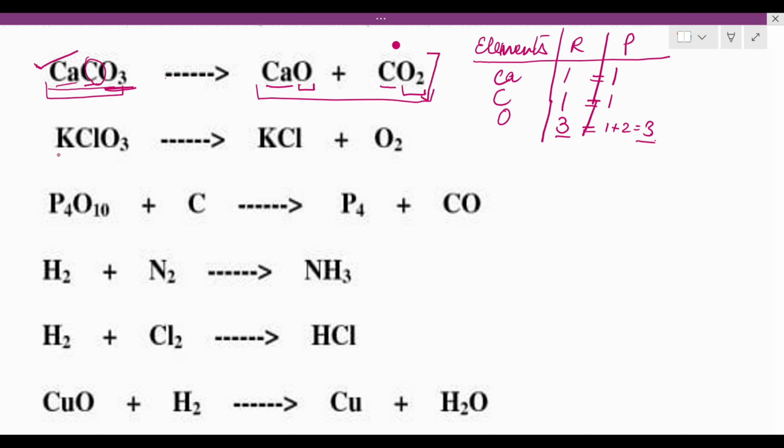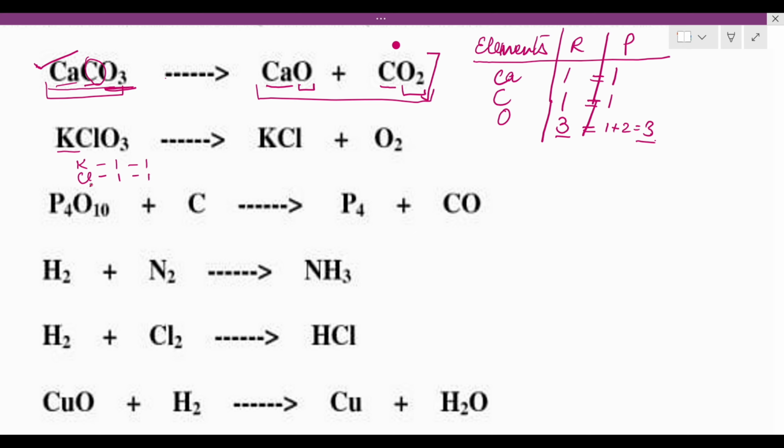Coming to the second one, I'm not going to make a table for every one of them, but you can simply make a table if you get confused. I'll begin with the number of elements. You can see we have potassium here. On the reactant side, we just have 1 potassium. On the product side, we have 1 potassium. Then we have chlorine. On the reactant side, there is only 1 chlorine. On the product side, there's only 1 chlorine.